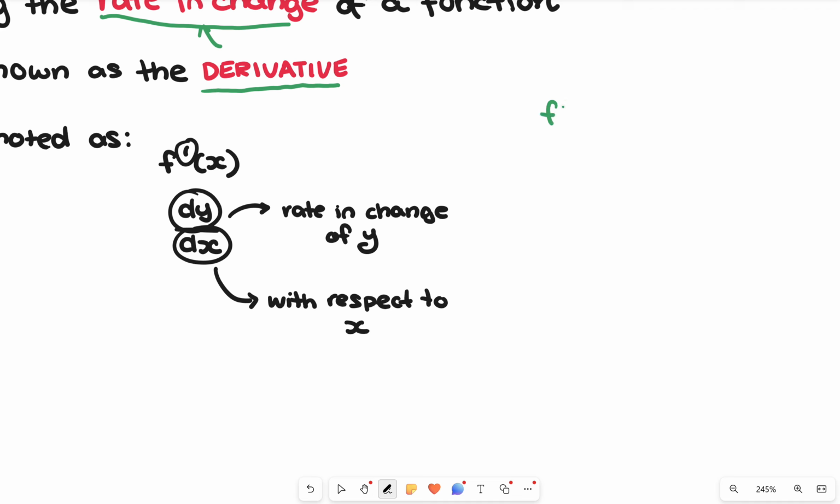Okay, some more notation here. Like we said above, f of x and y are the notation for our functions. When we differentiate a function given in f of x, we will give it as f dash of x for our differential, and if it's given as y equals, then we will give our differential as dy over dx.